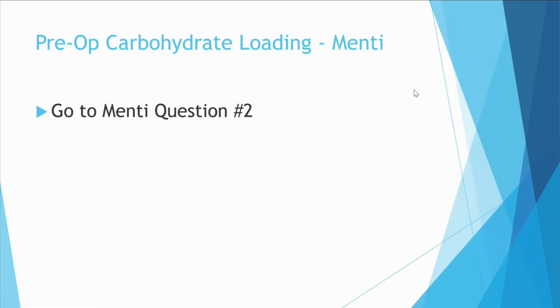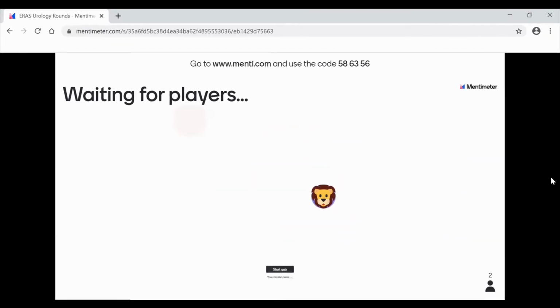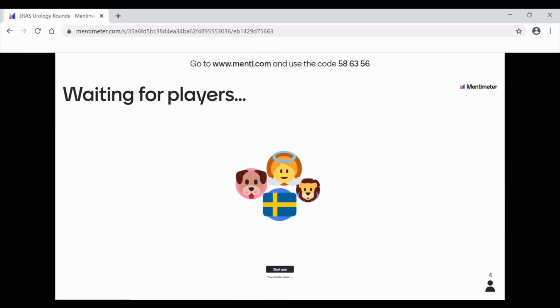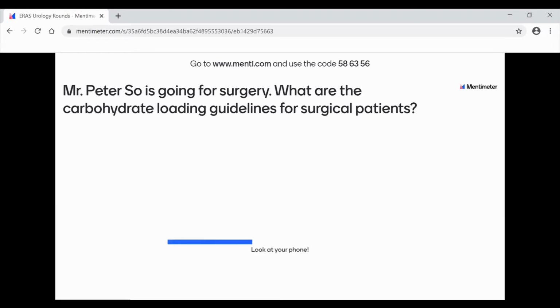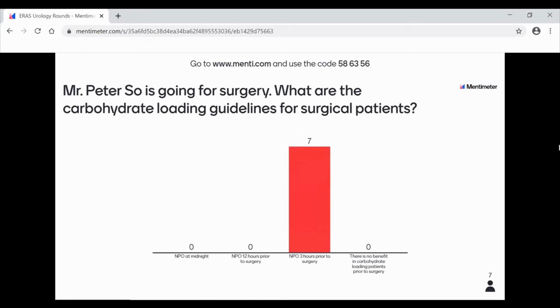So Menti question number 2 here. You can see the code at the top. It's still the same if you need to re-enter, or you can always refresh your page if it's not prompting up with the right question. So if Mr. Peter So is going for surgery, what are the carbohydrate loading guidelines for surgical patients? NPO at midnight, NPO 12 hours prior to surgery, NPO 3 hours prior to surgery, or there are no benefits to carbohydrate load.